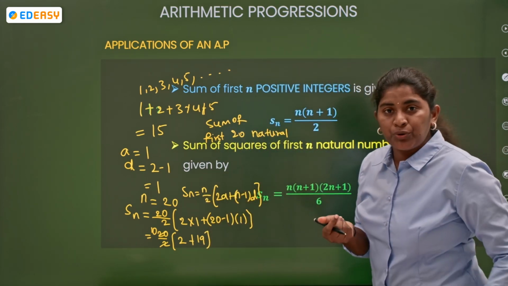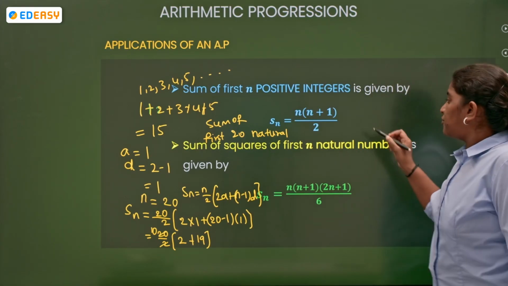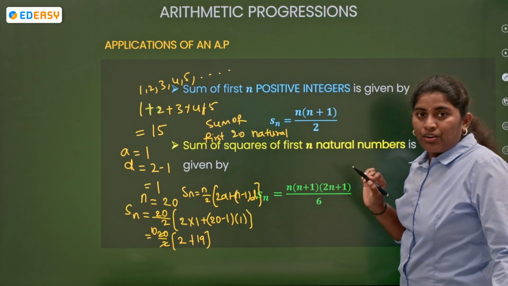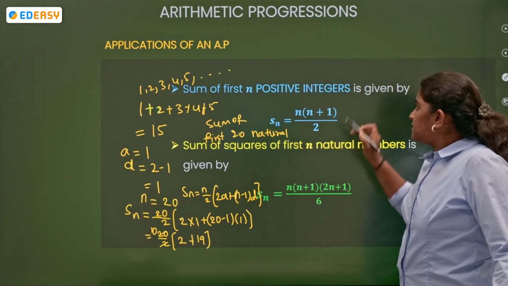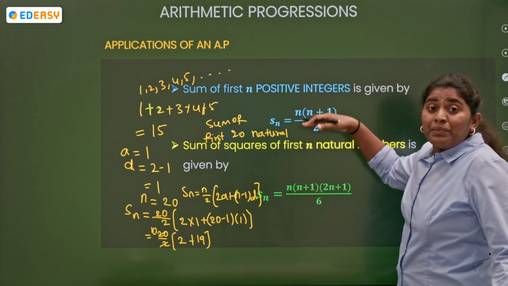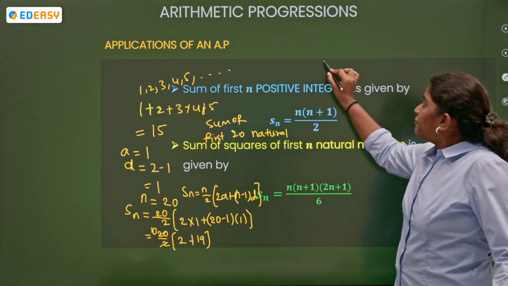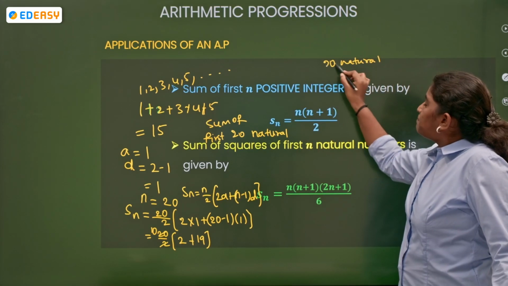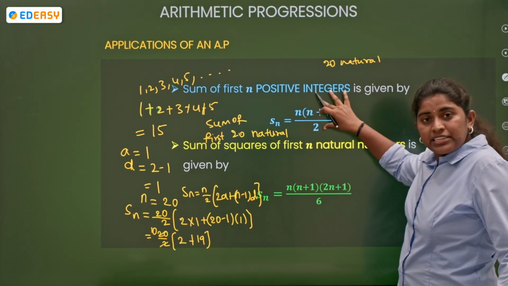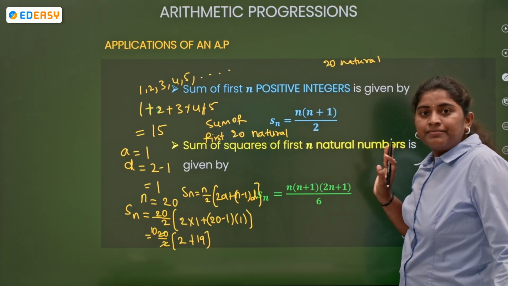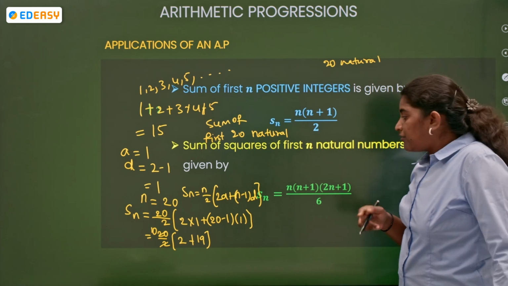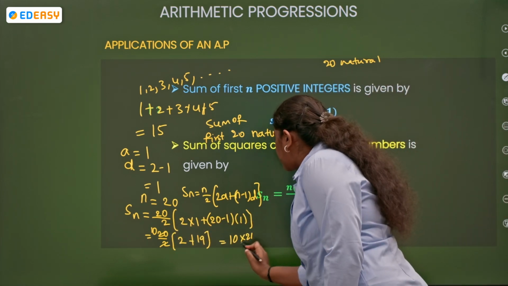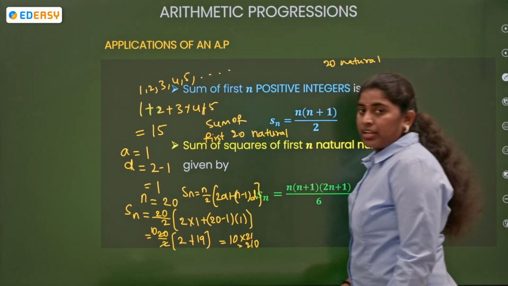But simply we can do it with the help of the formula Sn equals n into n plus 1 by 2. How will we use this formula? If I need the sum of 20 natural numbers, I simply take n equals 20 and place it here, and you will get the value simply. Understood everyone? So now what is the value here? That will become 10 into 21, that is nothing but 210. Right?